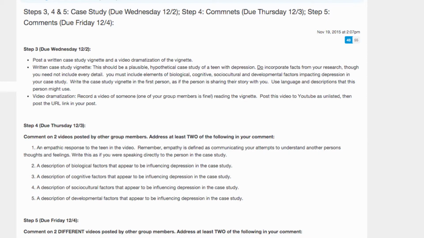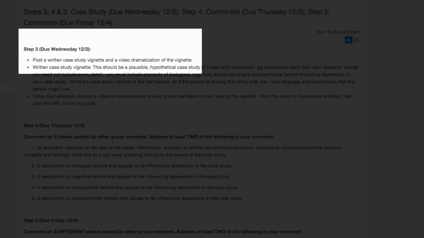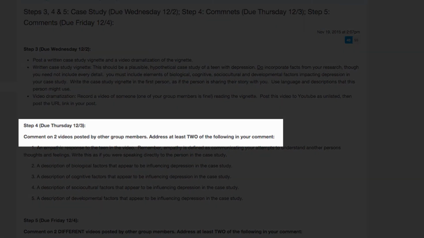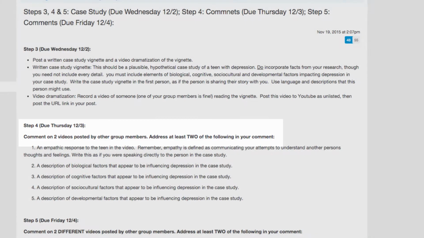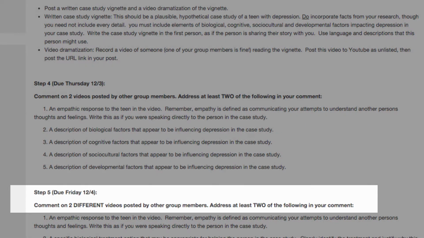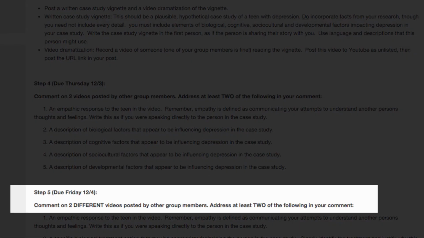As you can see, he divided the project into 3 clear steps. The first was to present a written summary of the case study as well as a video dramatization of the issue. Then students were asked to apply the several different lenses and factors they had learned in doing psychological analysis and comment on the videos by offering their different perspectives. And then finally, the students were asked to take on the role of psychologist and offer responses to the videos and vignettes that offered demonstrations of empathy, that offered demonstrations of treatments, and that in general showed their understanding of how a real psychologist would respond.